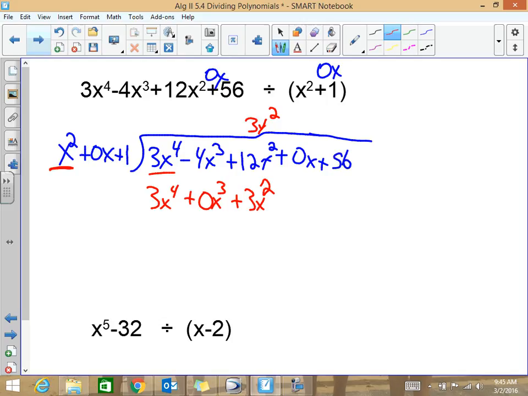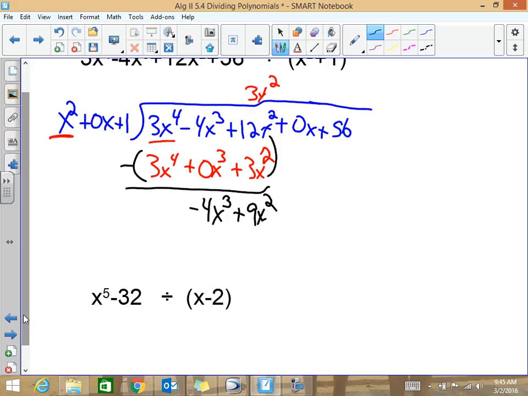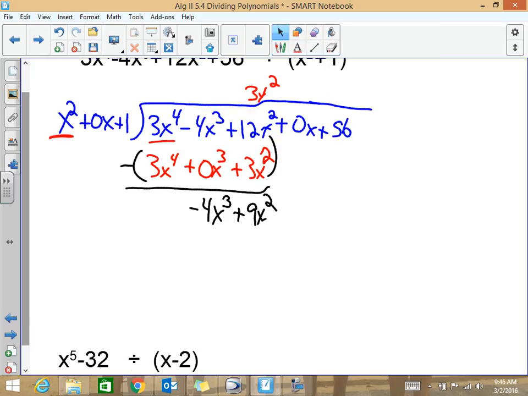Okay? And now we're going to subtract. So 3x to the 4th minus 3x to the 4th is 0. Negative 4x to the 3rd minus 0 is going to give us negative 4x to the 3rd. 12x squared minus 3x squared gives us positive 9x squared. Okay, bear with me. All right, and now, oops.